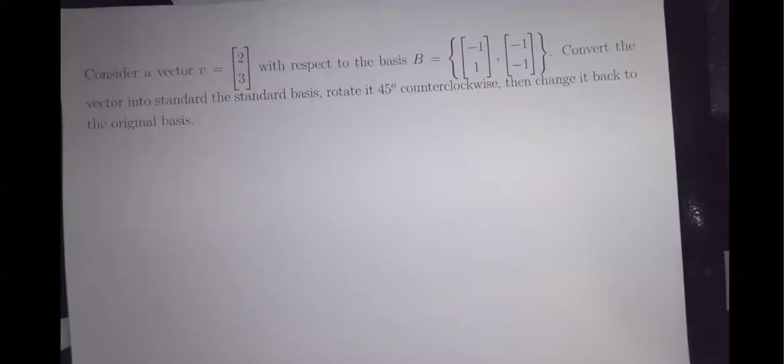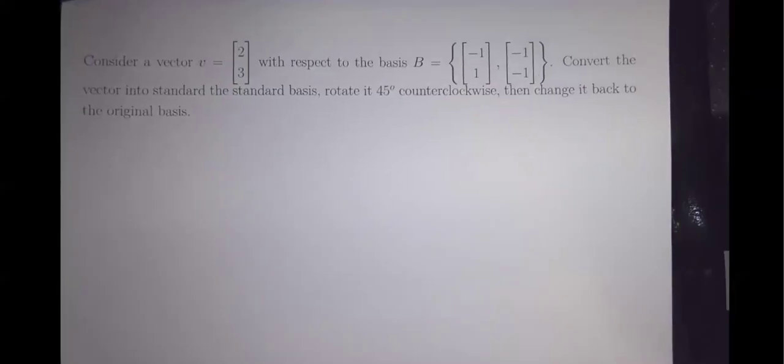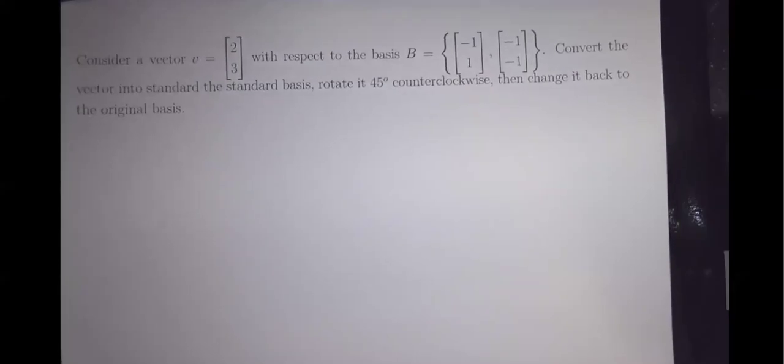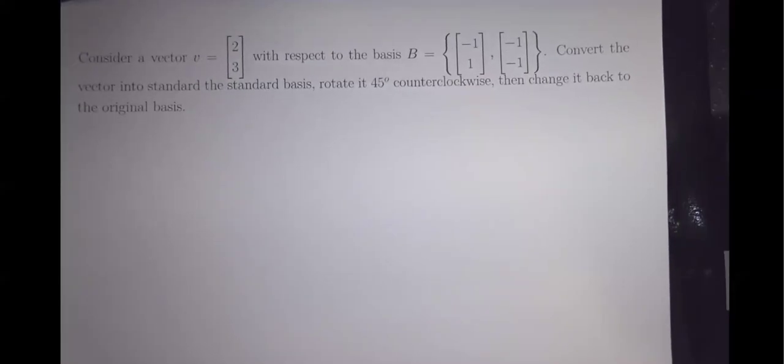In this example, we want to consider a vector 2, 3 given with respect to a basis B. We want to convert this into the standard basis, rotate it 45 degrees counterclockwise in the standard basis, then move it back to basis B.